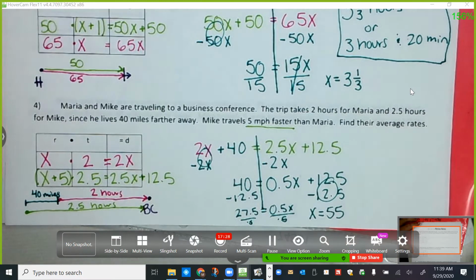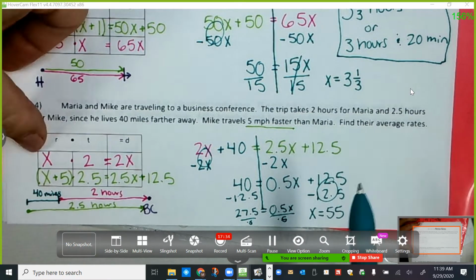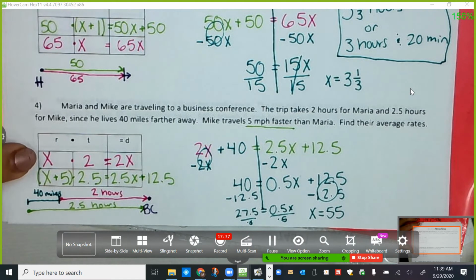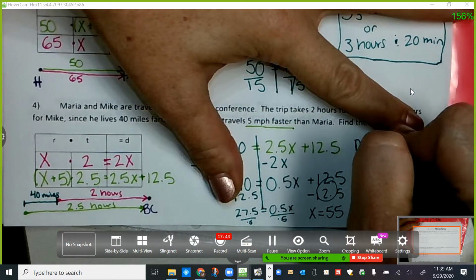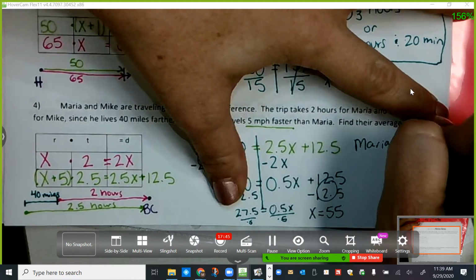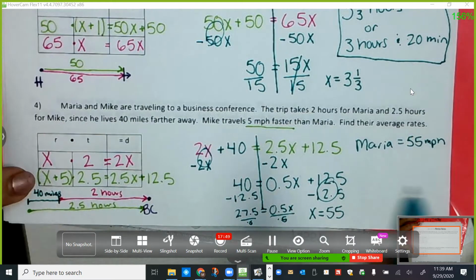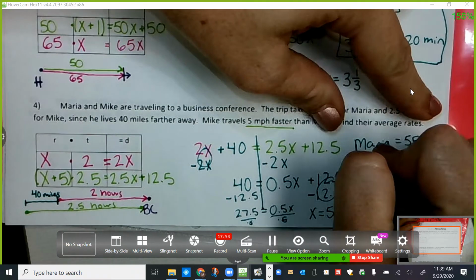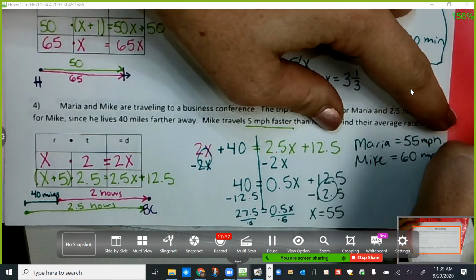Okay, so before we answer or box any answers, we come to the question. Find their average rates. What is Maria's rate? It's just x. And what represents x? 55. So Maria drove 55 miles per hour. Now Mike's is x plus 5. Well, what's 55 plus 5? 60. So Mike drove 60 miles per hour.